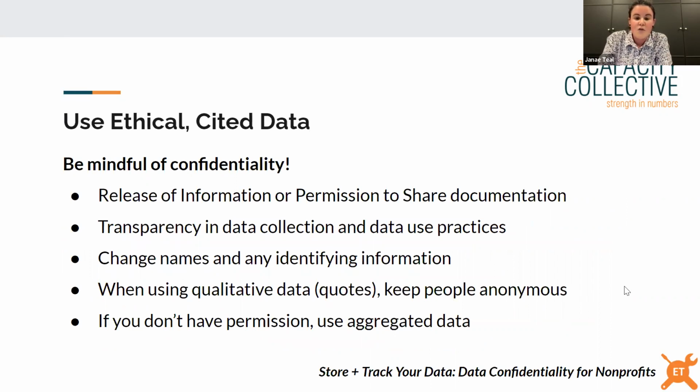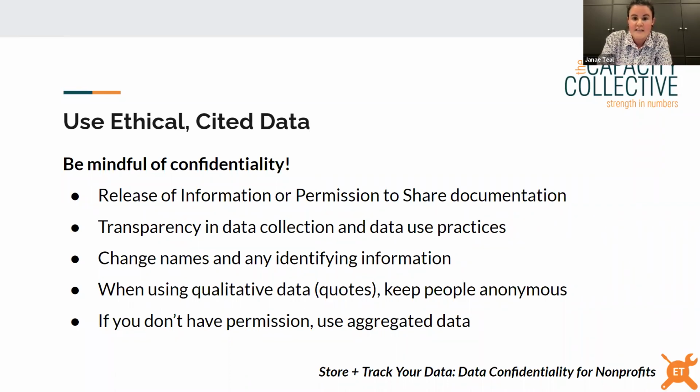So the way that you are going to properly incorporate qualitative data into your application is to make sure that you are doing it correctly. And doing it correctly means that it's all about confidentiality. So when you're using qualitative data in your application, always, always be mindful of confidentiality. And that can come in many forms.